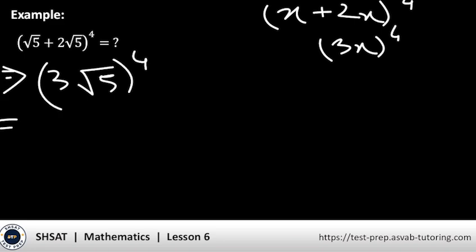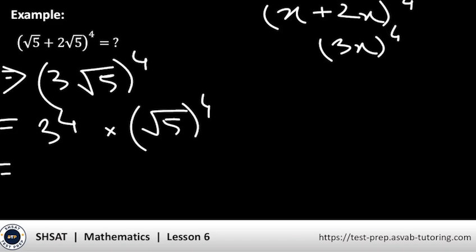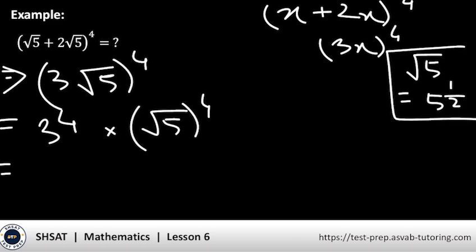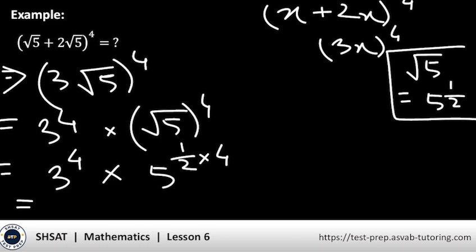Now what? Individually, that means it's 3 to the power of 4 times root 5 to the power of 4, okay? Another thing that you need to remember before this is, what is root 5? Root 5 is basically 5 to the power of half, okay? So anything that you see a square root of, that means it's to the power of 1/2. So let's say if it were a cube root, that means to the power of 1/3, all right? So now we can actually write root 5 as 5 to the power half. And once again, we have a 4 here.